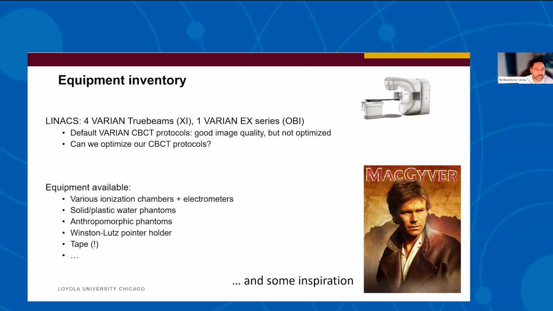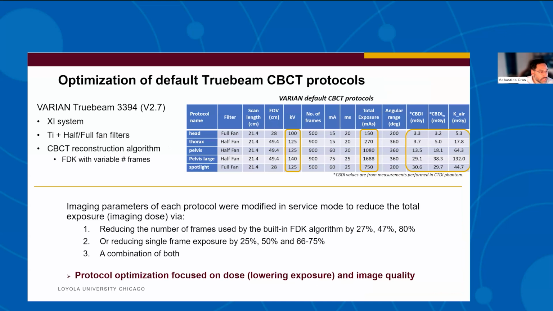So I looked around in our physics room and looked at the equipment we had. We had various ionization chambers, electrometers, solid plastic water. I found some anthropomorphic phantoms and tried to find things to devise a setup. If you're familiar with MacGyver, you just find what you have and try to design something to help you solve your problem. So basically, we focused on our newest TrueBeam Linac, which was equipped with the XI system version 2.7.